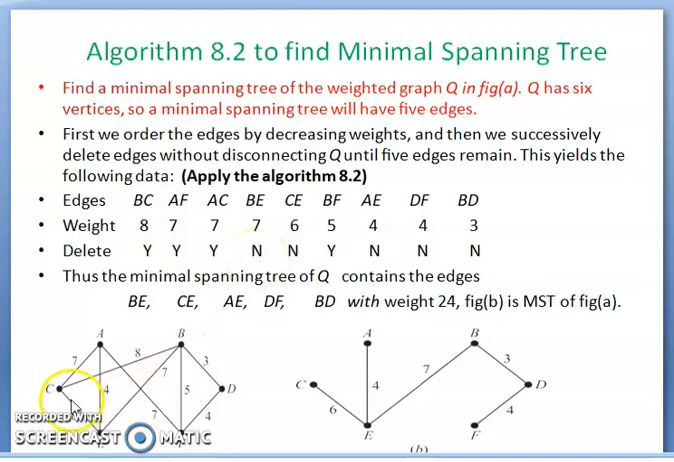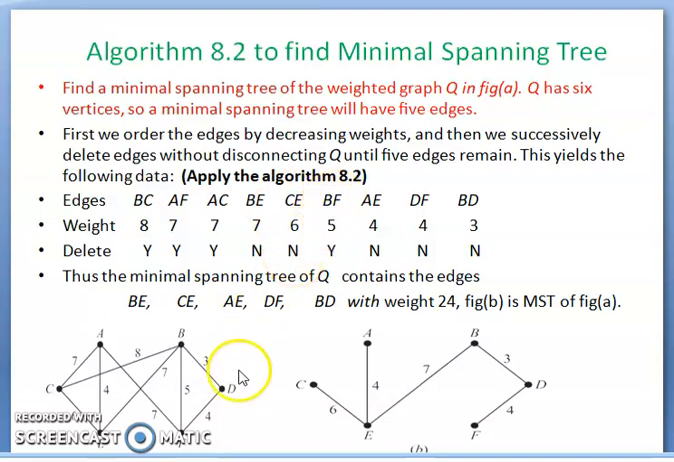And CE, for example. If you remove this CE, you have already removed AC and BC. If you also remove this one, C becomes an isolated vertex. That may be disconnected. So don't remove this one. CE, so the delete is no.